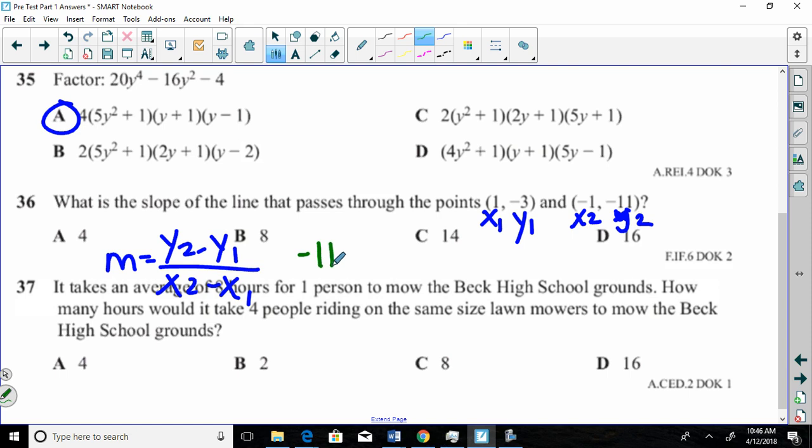So I end up getting negative 11 minus negative 3, and negative 1 minus 1. Don't forget that negative 3. If they give you a question that's this easy, they know you're going to mess up by not doing minus and negative. What does minus and negative turn into? Plus. So what do I end up getting? Negative 8. What's negative 1 minus 1? Negative 2. What's negative 8 divided by negative 2? 4.